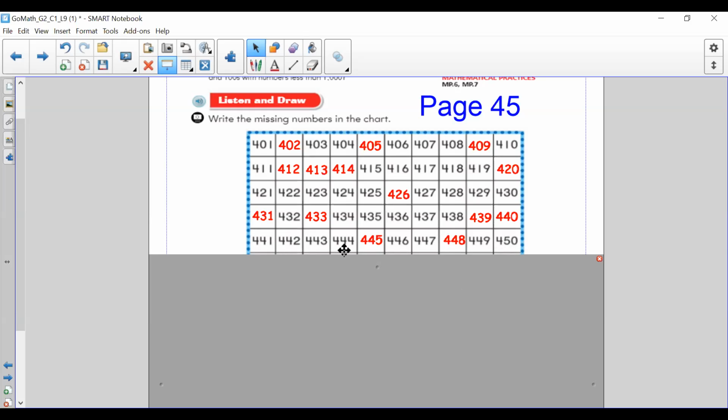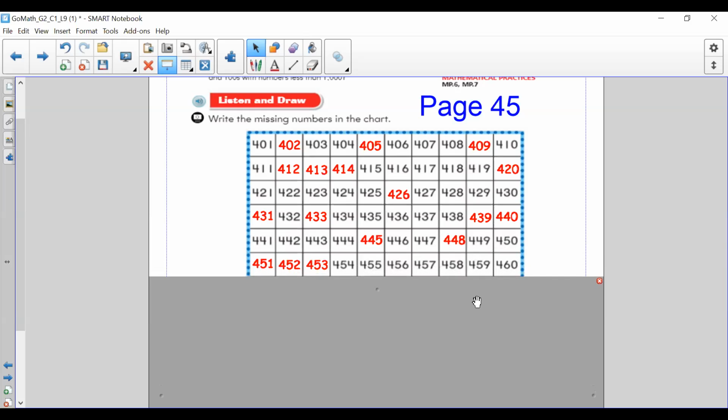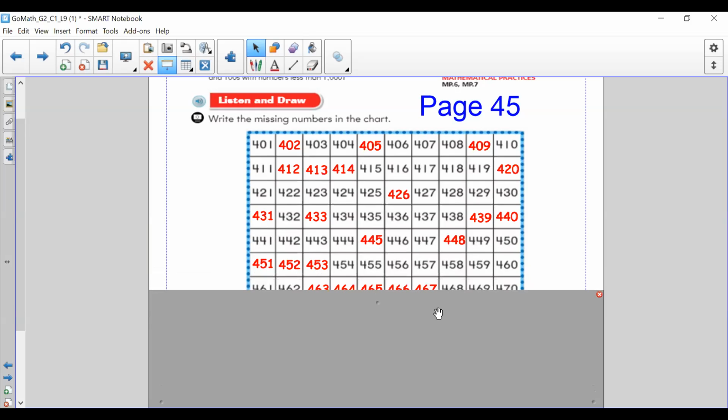So after 444, we have 445, 446, 447, 448. On the next line, we ended this line, the 40s line, with 450. So this line starts with 451, 452, 453. And if we keep counting, we'll get to 1,000.